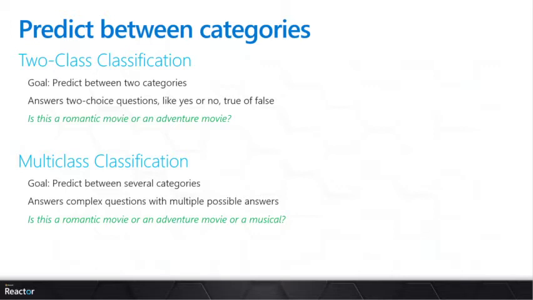A two-class classification example could be, I have a movie and I want to know, is this a romantic movie or an adventure movie? Maybe that's all I care about. I care about these two classes. Or I want to know, is this a cat or a dog? Or I want to know if it's daytime or nighttime. I want to know, will a rocket launch or not launch? Two-class classification. That's when you would use an algorithm like that, if you have a question like that.